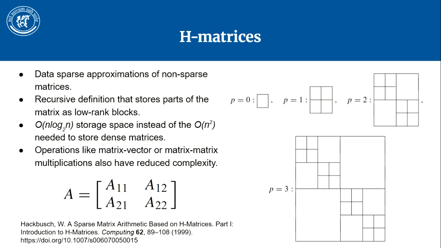Hierarchical matrices present a naturally recursive definition, since the matrix is divided in blocks and different blocks are treated differently. So in this case, in the image on the right, the off-diagonal blocks are stored as low-rank approximations of the dense blocks, while the diagonal blocks are recursively divided up until reaching a certain threshold.